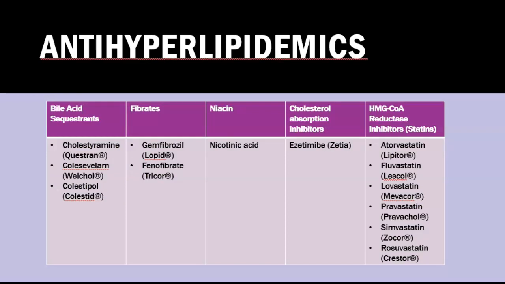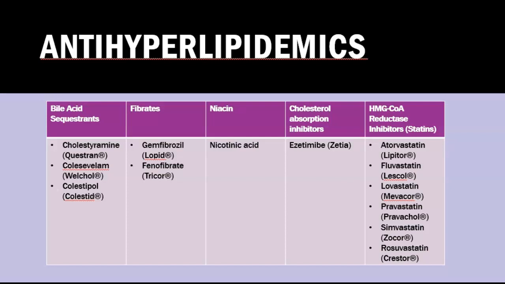Here is a chart, and this basically just splits it into the types of your antihyperlipidemics and then names of them. So for example, bile acid sequestrants, you'll have your cholestyramine. That's going to be a common one that you'll see. Your fibrates, gemfibrozil, you might see that one, or fenofibrate. Niacin, it's also known as nicotinic acid or B vitamin, you might see that. Cholesterol absorption inhibitors, ezetimibe or Zetia. That's really the only one that we'll talk about.